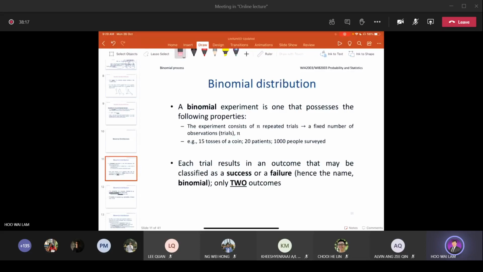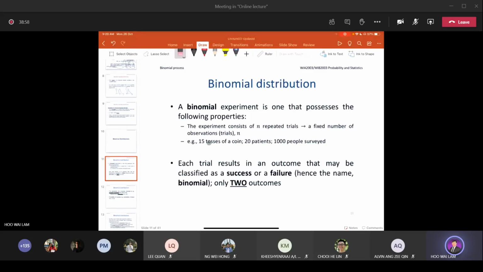If it's a patient, maybe the thing that you want to measure is whether he is having fever or no fever. Success or failure, a yes or no answer. And then with a survey of 1,000 people, maybe whether in the morning they are taking nasi lemak as breakfast or not. So you will notice that the thing that you are measuring is most of the time a yes or no answer, because most of the time, a yes or no answer can help you get only two outcomes.